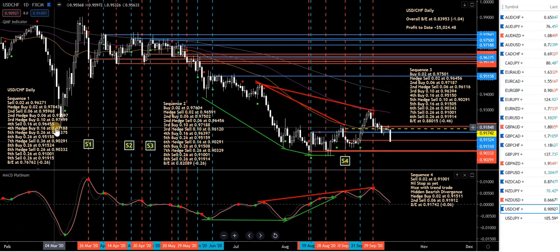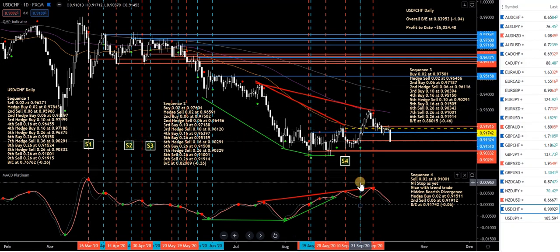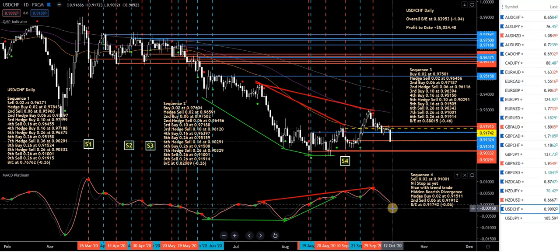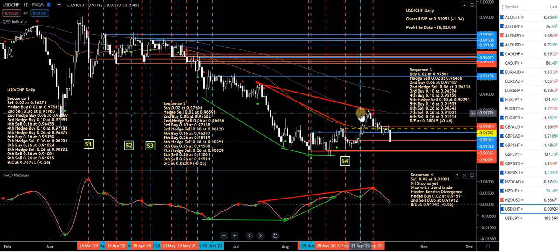As you can see, I'm in lots of sequences. Sequence 1, 2, 3, and 4. Now, 4's good. 4's a sell, hedge buy, second sell. There's a break-even level. On Friday, bang, pop down through it. MACD Platinum still above the zero level. Getting close to closing some of that out.